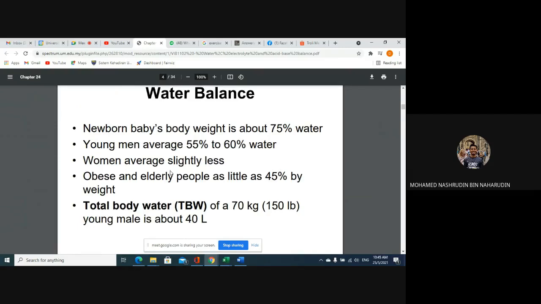For young men, it's an average of 55% to 60% water percentage of your body. For a woman, the average is slightly lesser water body content compared to male. And obese and elderly people have as little as 45% water by body weight. So the older you get, the lesser the fluid or water content percentage in your body.